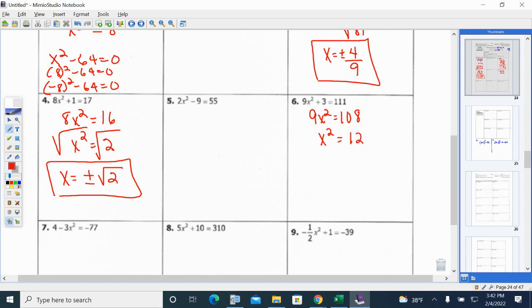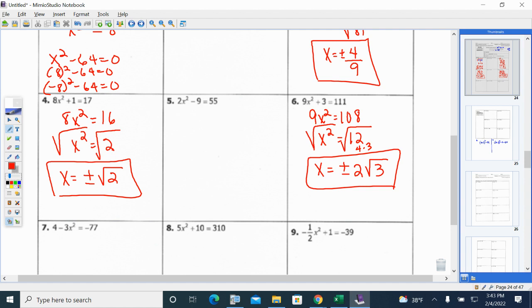108 divided by 9 gives us 12. Again, we're going to square root both sides. And we get x equals a positive and a negative square root of 12. Now, 12 is not a perfect square, so I need to take the square root of 12 by simplifying. Again, you're using whatever method you prefer. I'm going to change this into a 4 times a 3, take the square root of 4 and get 2. The 3 stays under, and my answer for number 6 is a positive and negative 2 square root of 3. So again, our solutions here are irrational. You're just going to have to simplify those radicals.